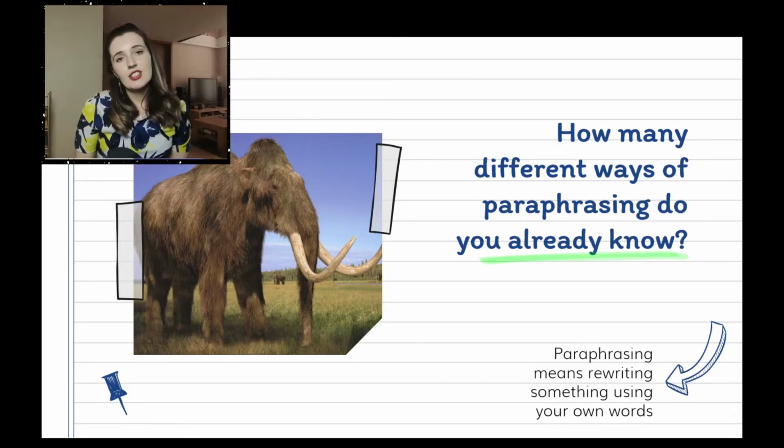So in essence, you need to take a look at that extract, you need to find the relevant information, you need to rephrase it in your own words, and then you need to write it down in a logical, concise and clear order. And we're going to talk about some different ways to do that now. But before we do that, why don't you pause the video and have a think? How many different ways of paraphrasing do you already know?